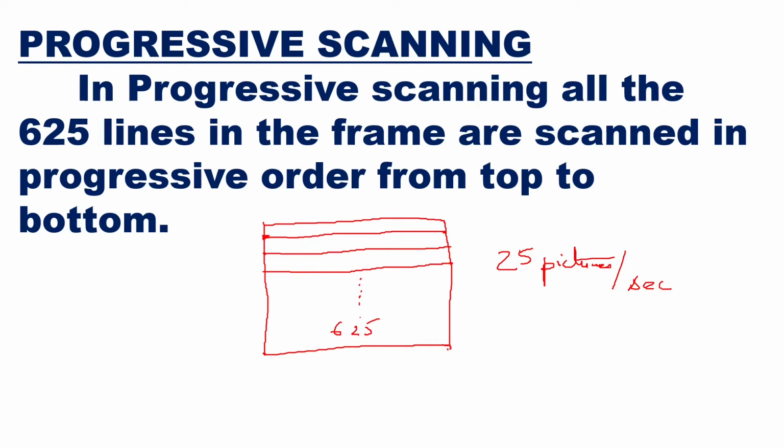Now, this 25 pictures per second frequency does not match our power line frequency. Our power line frequency is 50 hertz. So this 25 pictures per second will create a problem called flicker.